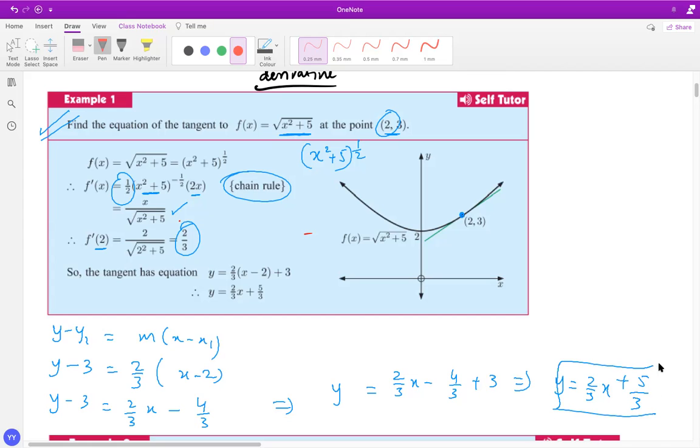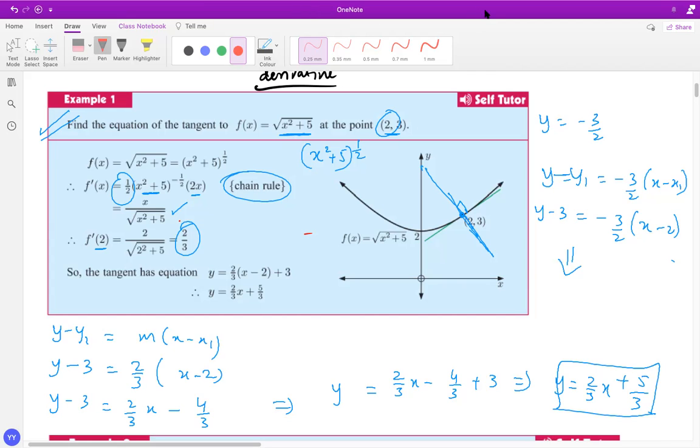So this is how you get the equation of the tangent. And if you had to find the equation of the normal here as well, you just take the negative reciprocal, so the slope would have been -3/2, and you could do the same thing. So y minus y1 is -3/2 (x minus x1). We substitute x1 and y1, so y minus 3 is -3/2 (x minus 2). If you open up the bracket, you get the answer you wanted. So this is how you find the equation of the tangent and normal.